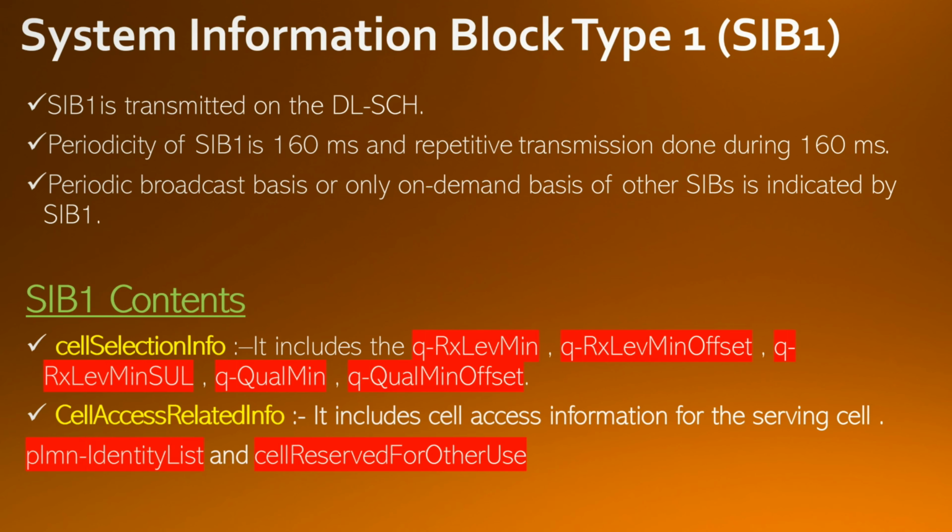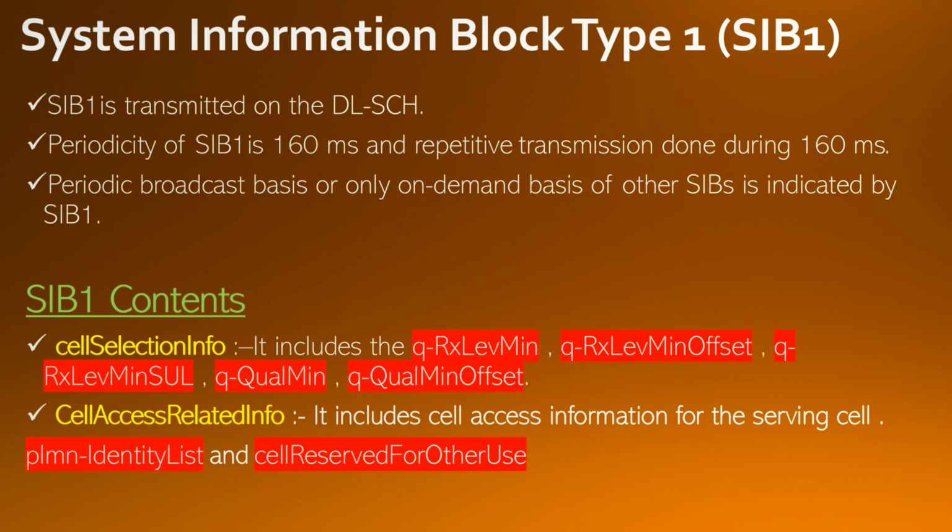SIB1, System Information Block Type 1. SIB1 is transmitted on the downlink shared channel, and the periodicity of SIB1 is 160 ms. The repetitive transmission will be done during this 160 ms only, and periodic and on-demand basis SIB information is all indicated by SIB1.